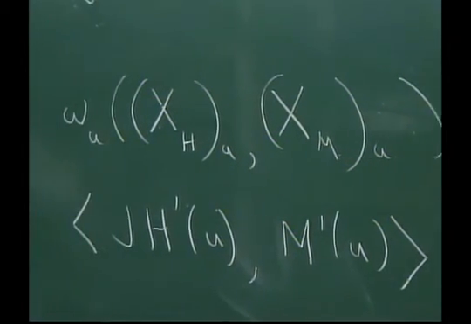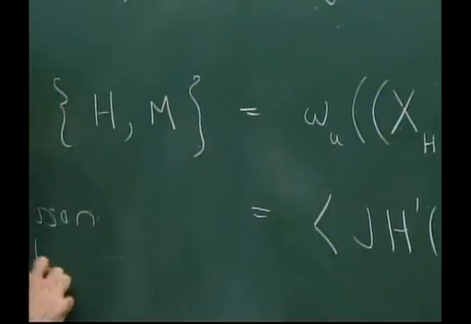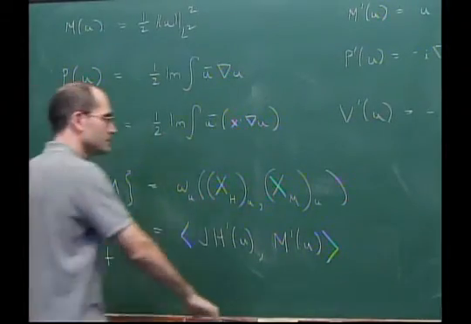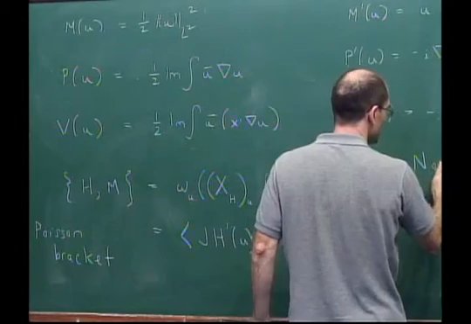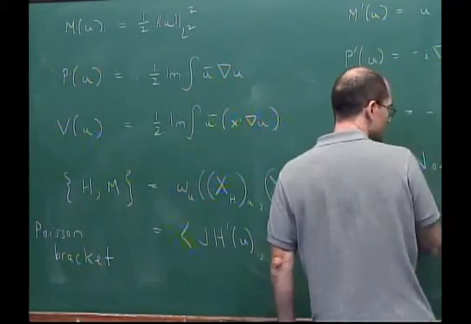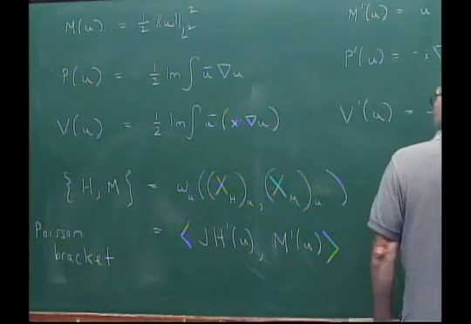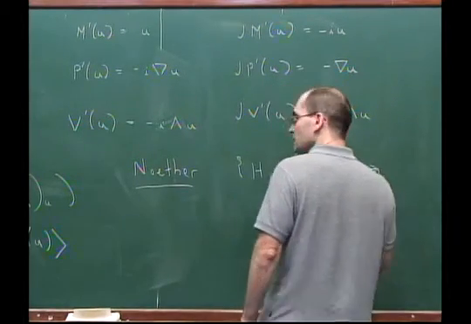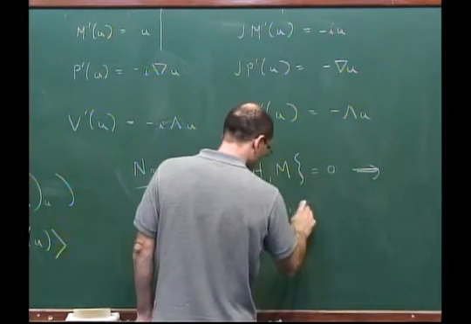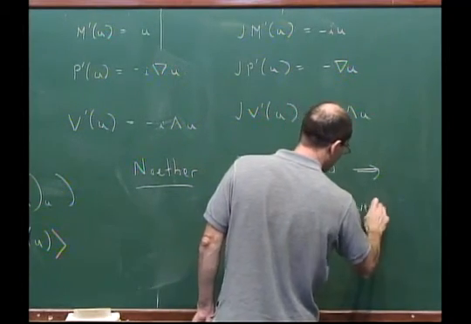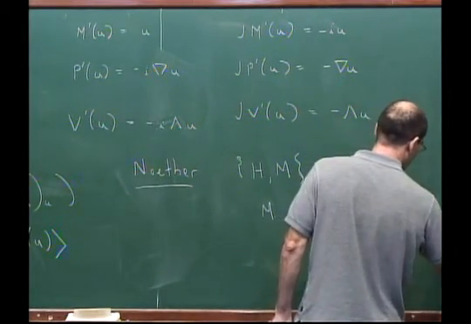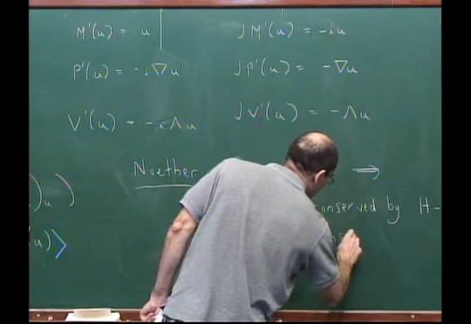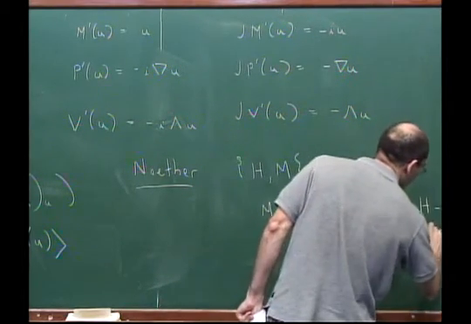So it's called the Poisson bracket. And then Noether's theorem says that, well, this version of it at least, there's also Lagrangian versions. It says that if two functions' Poisson bracket equals 0, then m is conserved by the h flow, and also you actually get that h is conserved by the m flow. It's a symmetric statement.